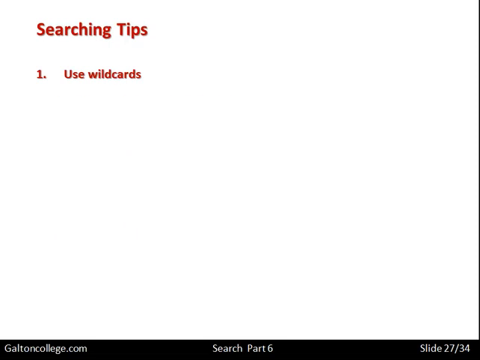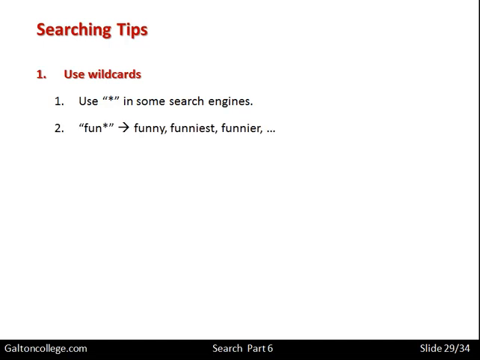We can use wildcards. So the asterisk, or the star, can be used in some search engines. It'll stand in for some other letter or some number or something that's missing. For example, if we type in fun and type in the little asterisk or star, put it in inverted commas, then we'll bring up funny, funniest, funnier. So the little star here is opening the possibilities for lots of words beginning with FUN.